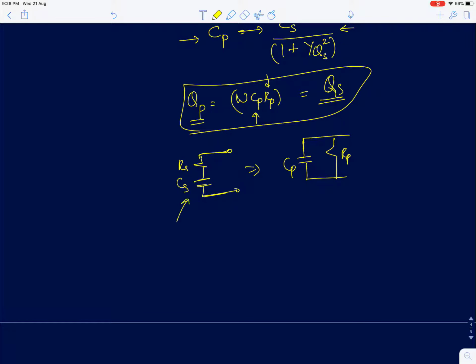Here I have modeled a capacitor in series. For example, the impedance of this network at DC is infinity, right?